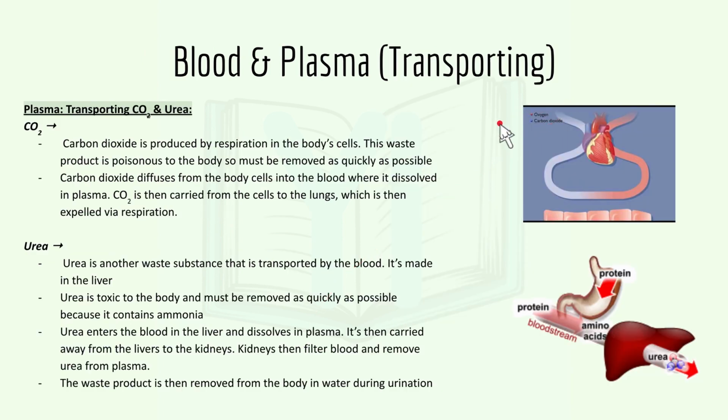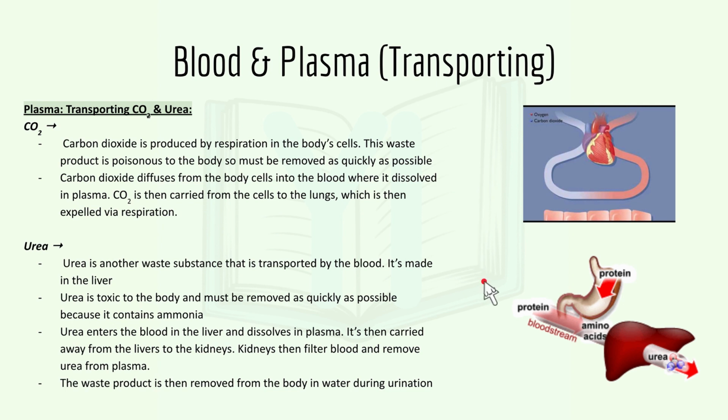And we have plasma transporting CO2 and urea, which are waste substances. Carbon dioxide is produced by respiration in the body cells, and this waste product is poisonous to the body, so it must be removed as quickly as possible. Carbon dioxide diffuses from the body cells into the blood where it dissolves in plasma. And CO2 is then carried from the cells to the lungs, where it is expelled by respiration.